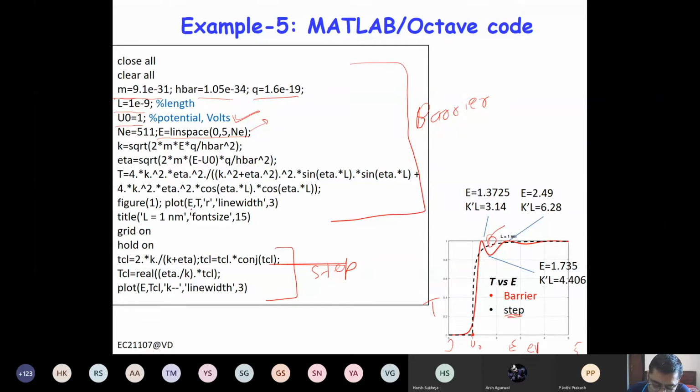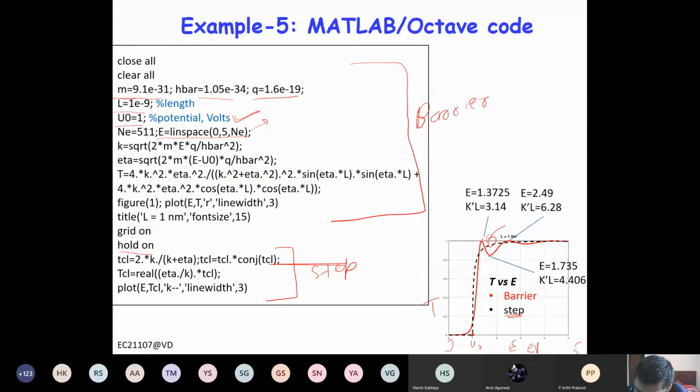So this E is the x-axis, T is the y-axis, and R is basically for red color. And line width is basically to select how thick you want to make this line. So you can copy this code and run it to observe the different things. And this is basically the title. So L is written here, 1 nanometer, as title. Font size is 15. Grid, you can take grid on or off. And if you want to plot another graph on the same graph, you can use this command hold on. And then again you write for step potential and plot it on the same plot, right?